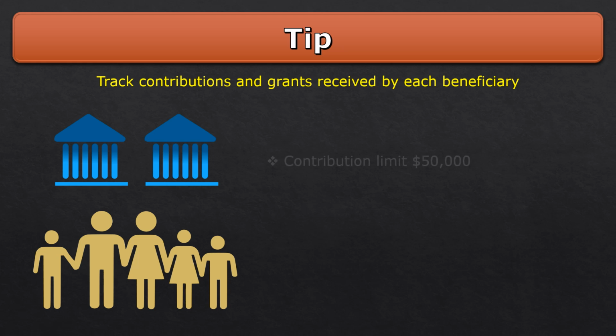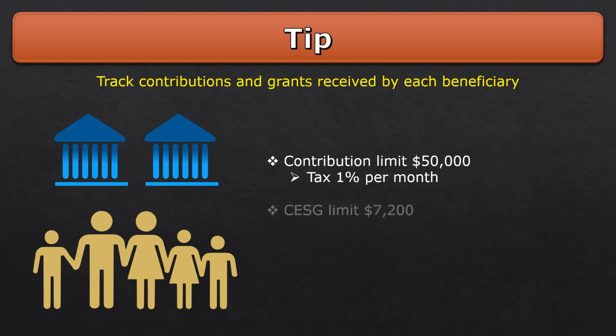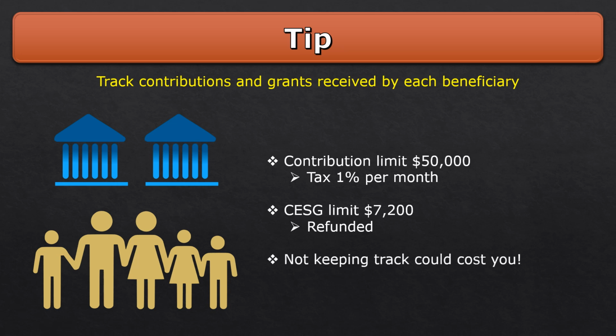As we saw in Part 1, contributions can't exceed the lifetime limit of $50,000 per beneficiary. If you go over this amount, you'll need to pay a 1% tax per month on the excess. Additionally, each child can't receive more than $7,200 of CESG. If this happens, the excess amount will need to be refunded. Bottom line, it's important to know how much has been contributed for each child, as well as the amount of grants received by each beneficiary. Not keeping track of this could end up costing you down the line.